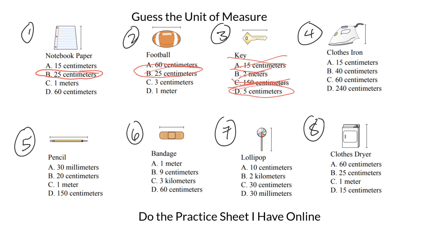For this next one, clothing iron, the answer will be 40 centimeters. So pause the video, and if you want, go and check the lengths of all these different things in your house, and then come back and do the last 4, and I will circle them for you.